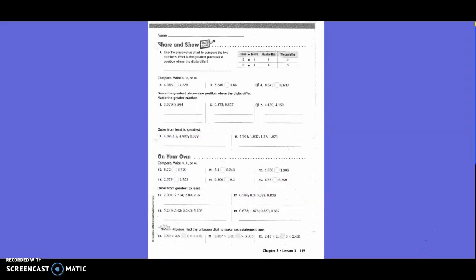Share and show. Use the place value chart to compare the two numbers. What is the greatest place value position where the digits differ? So basically, you do what? Are the 3s the same? Yes. Are our 4s the same? Yes. Are our 7 and 4 the same? No. So where are we going to start comparing them? What place value? Hundredths. Don't forget the THS because we're to the right of the decimal. So hundredths.